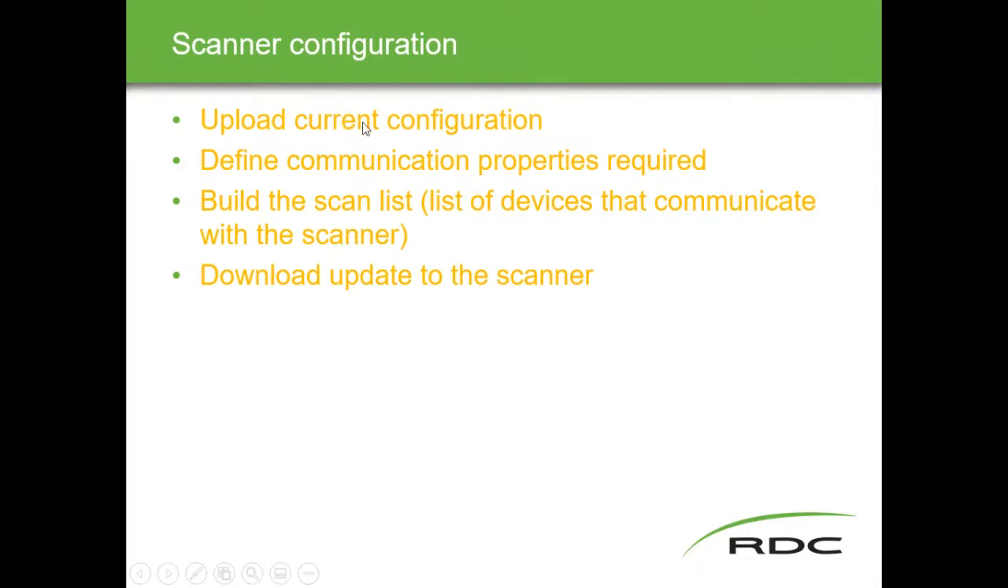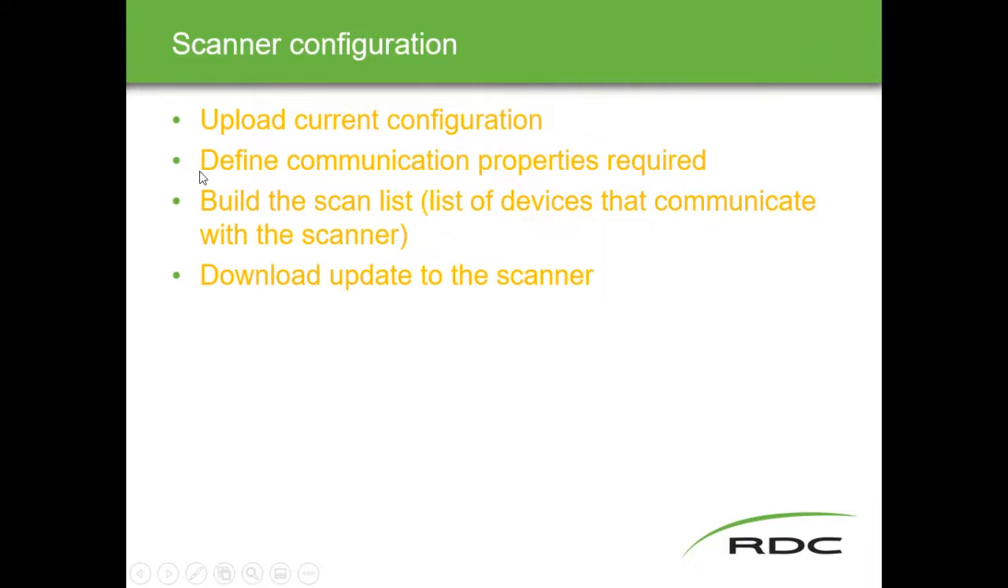First, we're going to upload the current configuration from our controller. It's always good practice to sit down at the machine the first time, start it up, find out where you are, upload it, and save it in case you mess anything up, and then proceed. The second step would be defining the properties that are required. So it's DeviceNet, it's HART, it's Foundation Fieldbus, whatever it is. You'll be familiar with that type of network and you will know what you need.